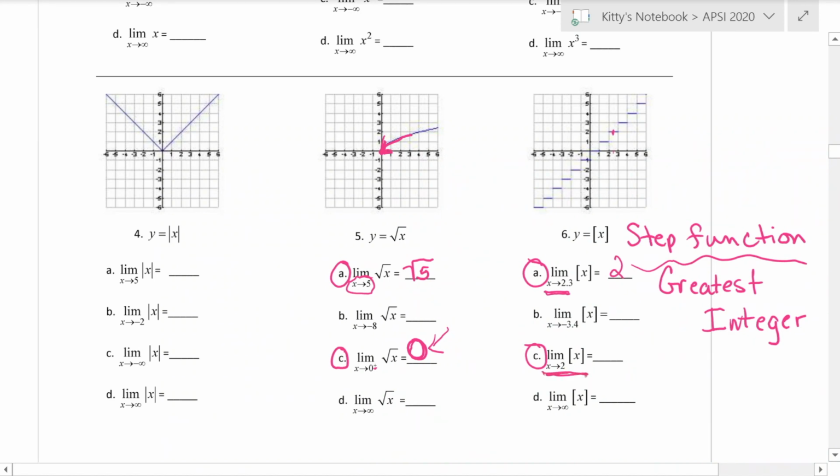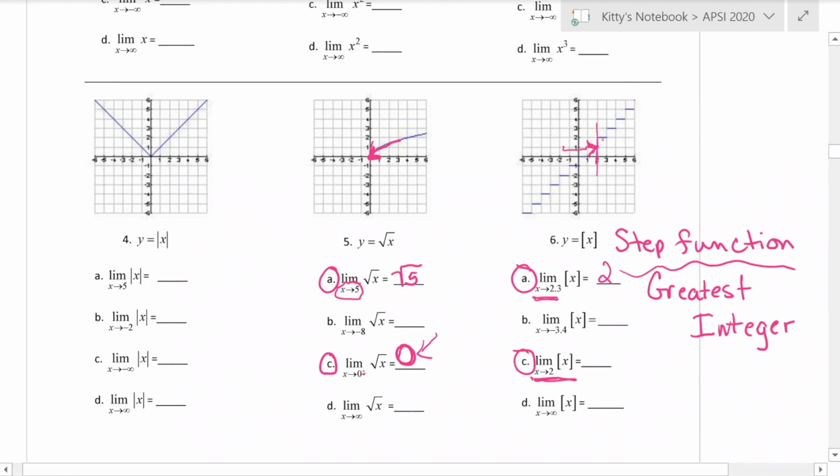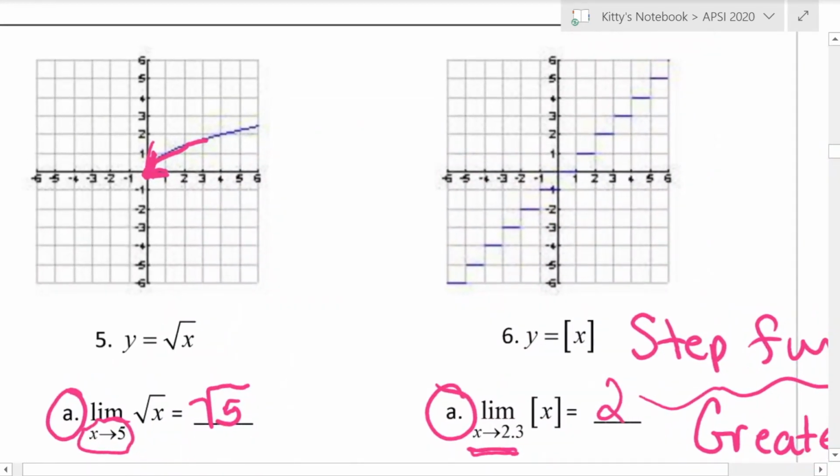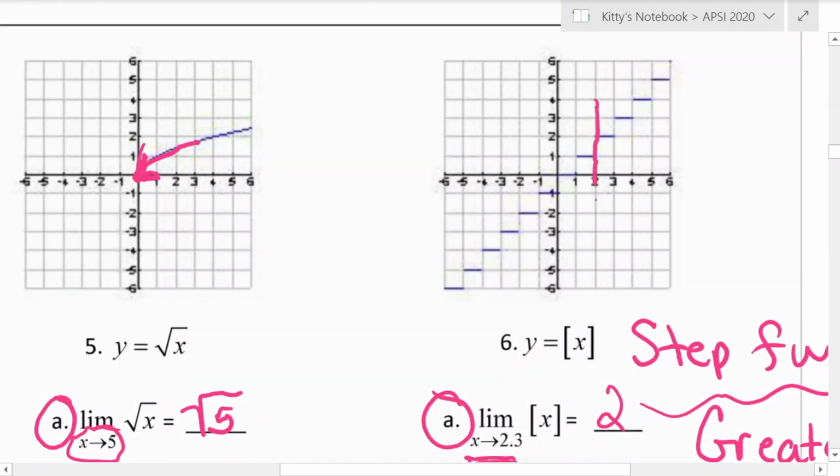However, when I go to part C, I have to look at 2 from the left and the right. So let's do that. Here's 2, and coming in from the left, it's going to 1, and coming in from the right, it's going to 2. I'm going to blow this up just a little bit. Oh, good, that's helpful. All right, there's 2. Coming in from the left is 1. Coming in from the right is 2.